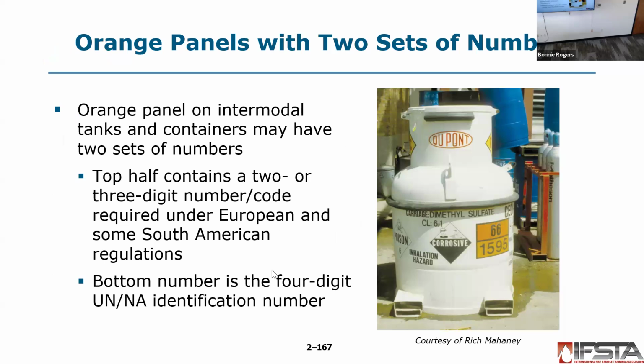All right, now moving on to page 69. We have an orange panel here, and we can have a 2 or 3 digit code required under European and South American rules. And then this is the UN number. So what is this number? What's 6? Toxic. Okay, it's double. So what does that mean?